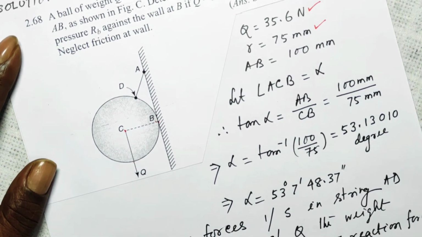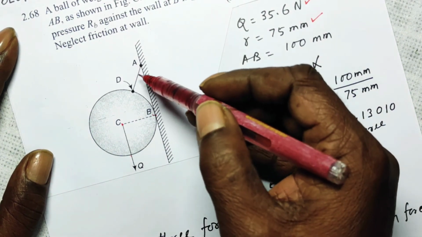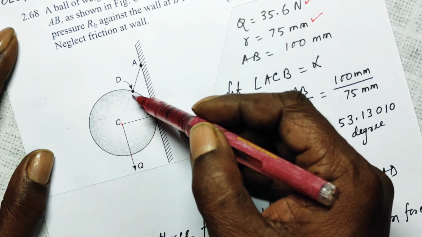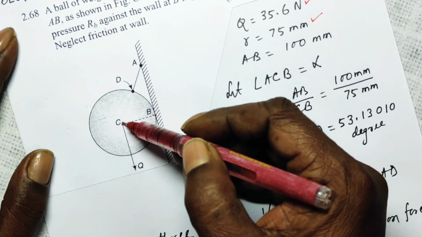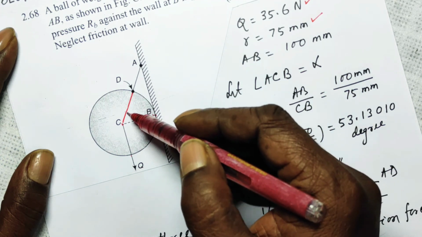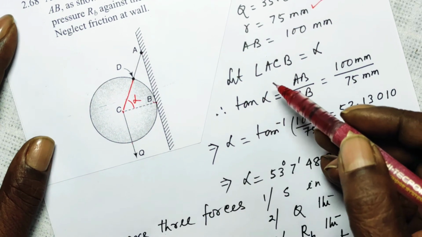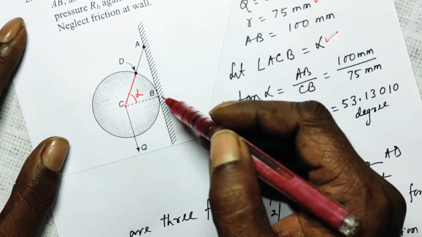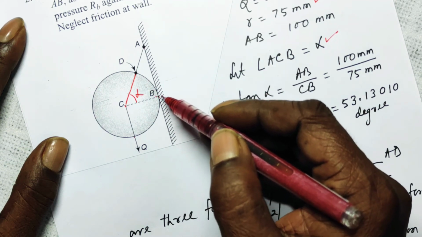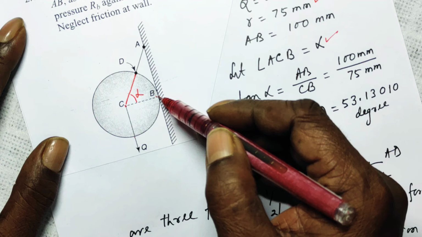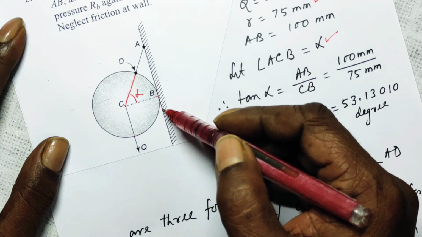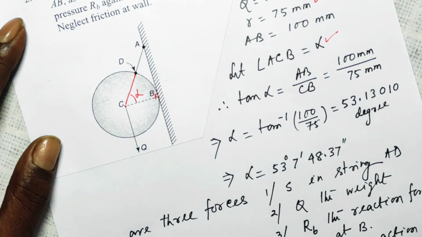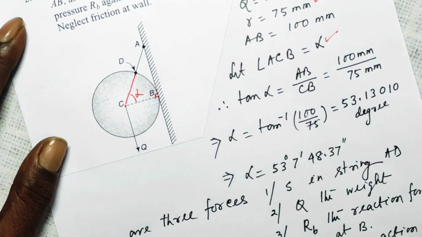Now, what is to be understood is, when you extend this line, it will pass through C, right? It will pass through the point C. Let me join it. And let angle ACB be equal to alpha. Since this is a spherical surface, there will be only one point of contact. And the wall is the tangent, so this radius is the normal. So, here this angle is 90 degrees. So, ABC is a right angle triangle.